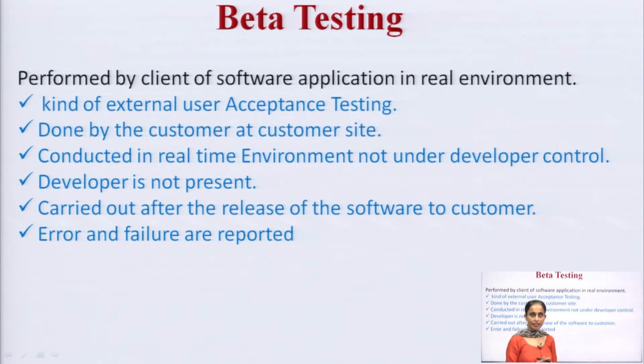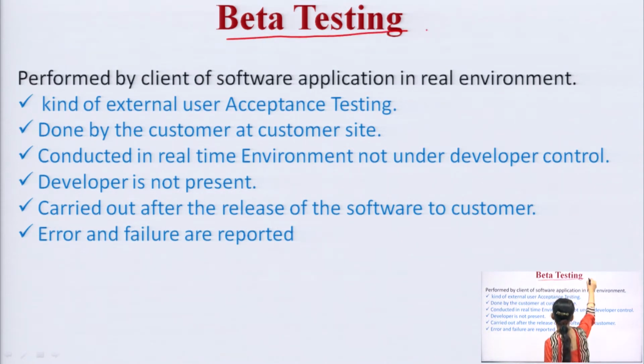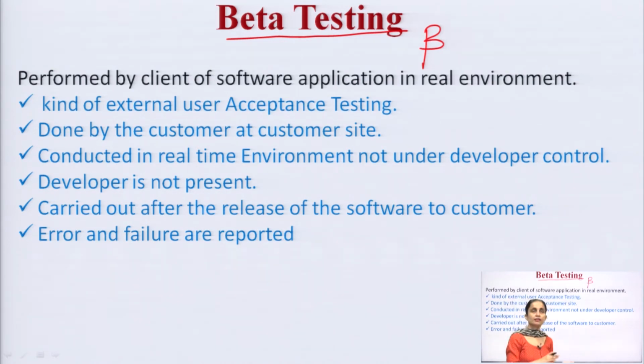Next type of testing is our beta testing. Beta testing means our software is ready. The first release of the software is given to the user, to the customer, to use it, so that they are also aware of the developed software application and they test it for various sets of inputs, and if there are some bugs or errors, they will be taken care of in the next release of the software. Practically it is required.